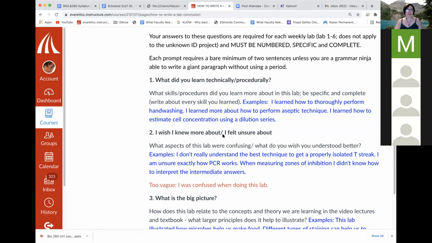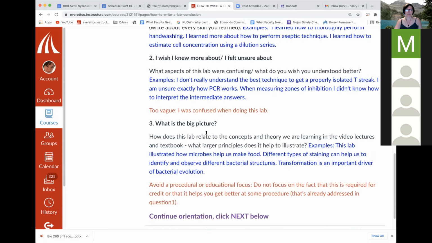Prompt 2: I wish I knew more about, or I feel unsure about, thing X. If you don't feel unsure about anything and it was all crystal clear, then write about what you're curious about, what you'd like to know more about. And then finally, prompt 3 is: what's the big picture?